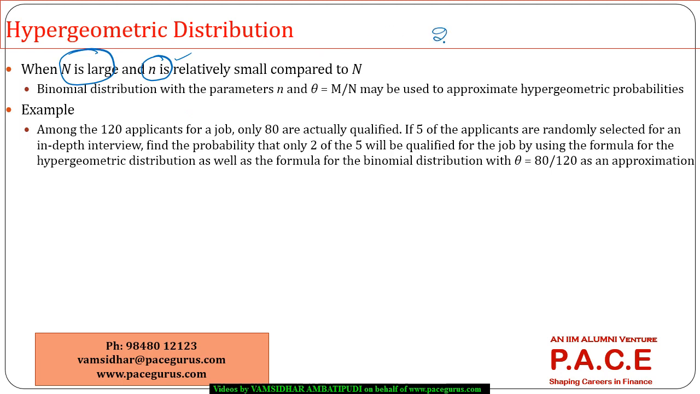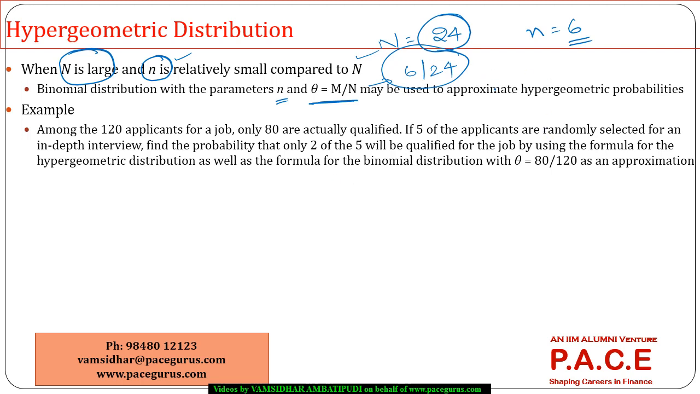The total number of observations is very large, but you are sampling a very small set out of it. Like in the earlier case, 24 is the capital N, 24 trucks are there, but you wanted to examine only 6 trucks, which is small n, very small compared to capital N. Then the binomial distribution with parameters n, which is 6, and theta, which comes out as m by N, 6 by 24, is used to approximate the hypergeometric probability.